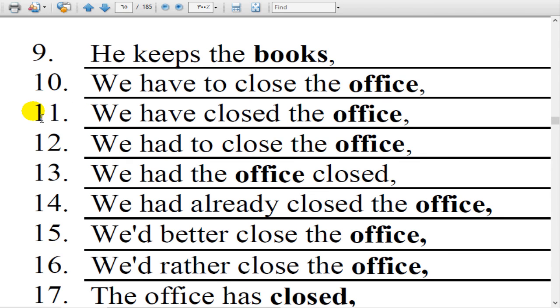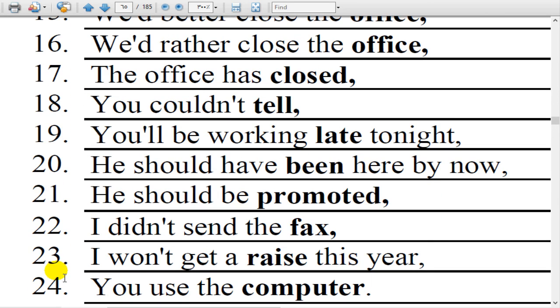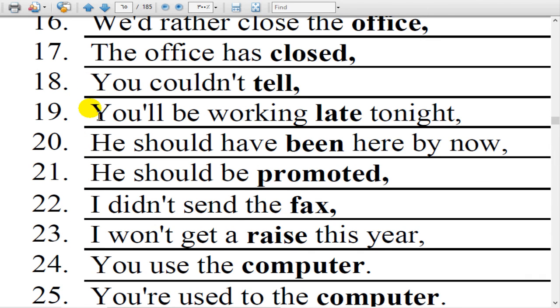11. We've closed the office, haven't we? 12. We had to close the office, didn't we? 13. We had the office closed, didn't we? 14. We'd already closed the office, hadn't we? 15. We'd better close the office, hadn't we? 16. We'd rather close the office, wouldn't we? 17. The office is closed, hasn't it? 18. You couldn't tell, could you? 19. You'll be working late tonight, won't you?